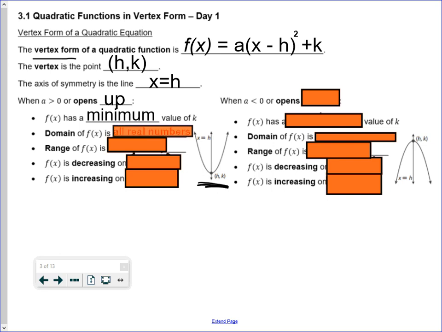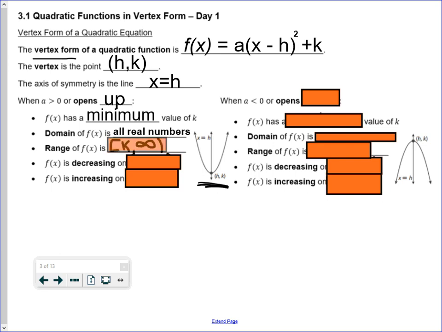The domain of f of x is all real numbers. However you want to write it, negative infinity to positive infinity, or x is an element of all real numbers, whatever you want to write. As long as you're saying it's all real numbers, it's okay. That's what the domain is.